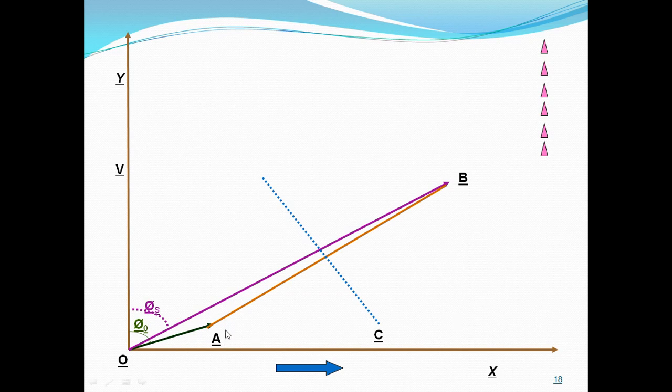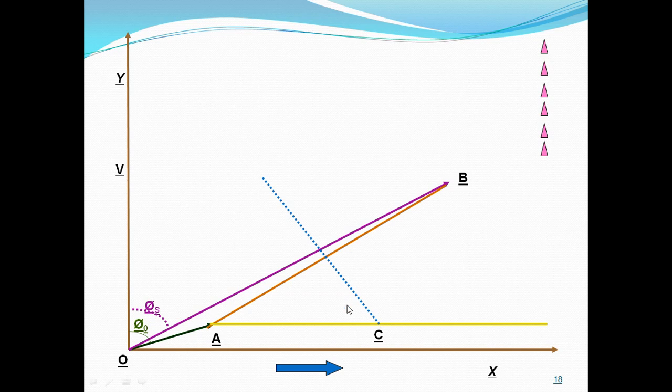Now from point A, draw a horizontal line parallel to the x-axis, parallel to OX. From point A, draw a horizontal line parallel to OX like this, which is nothing but the AD line. Here we can pick point D. Now extend this perpendicular bisector line so that it cuts at point C.